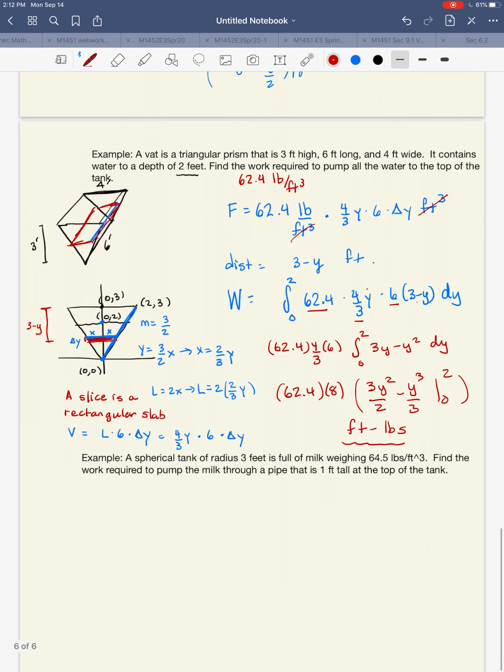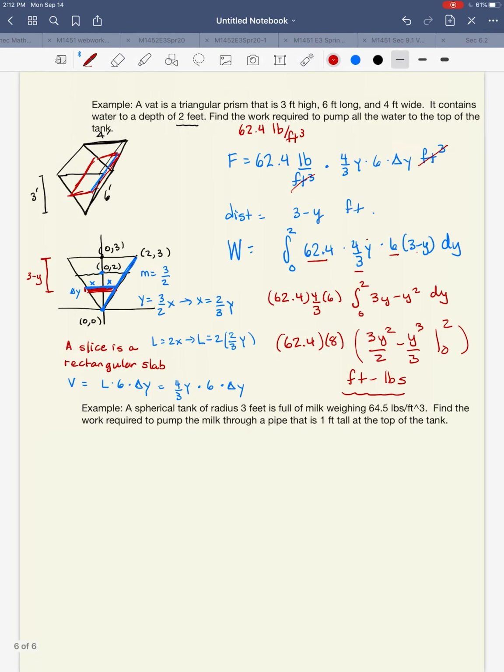Okay, let me give you another one here to show you how the shape of the tank helps us to determine the force by influencing the volume of the slice. In this example, a tank is a sphere, so it's shaped like a basketball. Radius is 3 feet, and it's full of milk, weighing 64.5 pounds per cubic feet. We're going to pump the milk through a pipe that is 1 foot tall at the top of the tank.